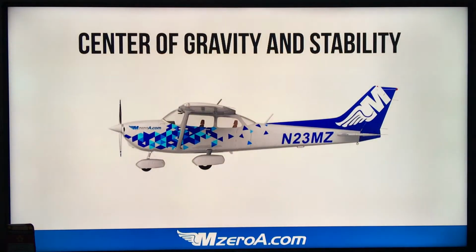Now let's talk about how that weight affects our center of gravity, our CG. The center of gravity is the point at which our aircraft would balance. I just threw that red star down there. If this were a fulcrum or a seesaw, teeter-totter, whatever you want to call it, that is the point at which our aircraft would balance. That is our center of gravity.